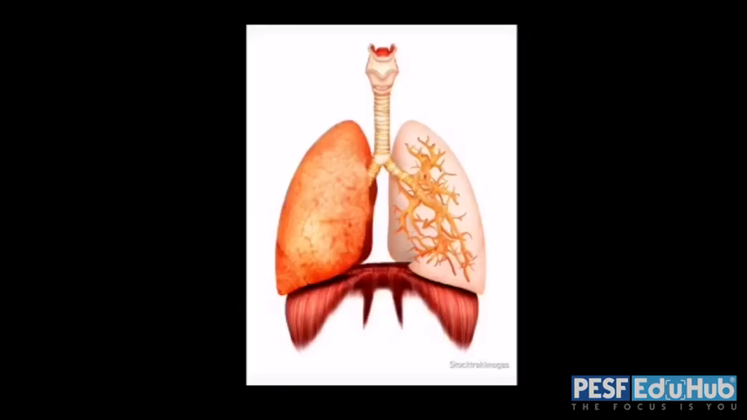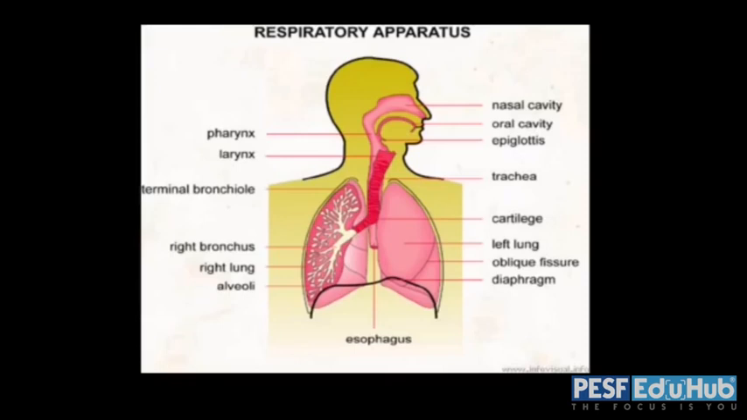Once again, this is the structure of the human respiratory system. The respiratory system consists of lungs and the respiratory tract. These are the lungs, the right lung and the left lung. The respiratory tract starts from the nostril. Nostril leads to nasal cavity, nasal cavity leads to nasopharynx, nasopharynx leads to larynx. The opening of the larynx is called the glottis. It has a covering called the epiglottis, which prevents the entry of food particles.